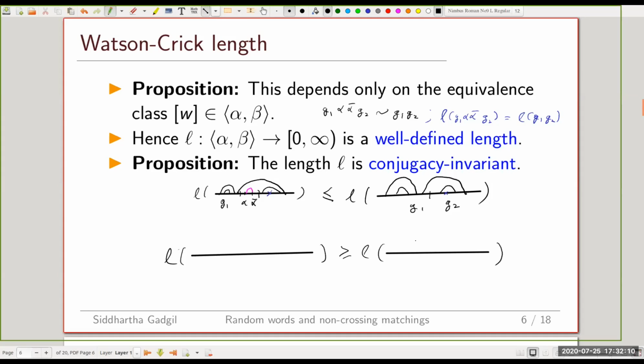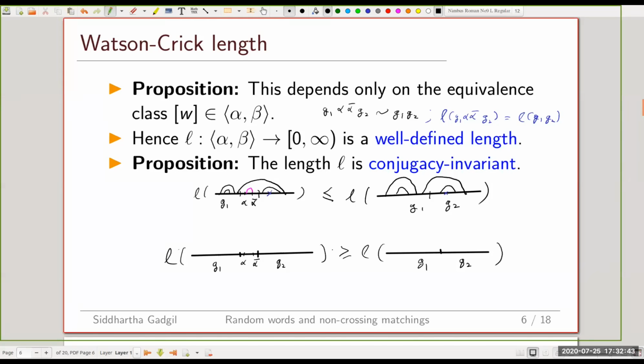Okay, and as you remember, let's break it. And here we break it like this. Okay, let me break them closer to each other. Okay, so what this means is this guy is G1, this guy is G2, this is G1, and this is G2. And here we have alpha and alpha bar. Okay, and what I want to show is that this length is greater than or equal to these.